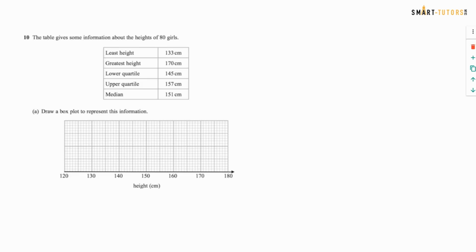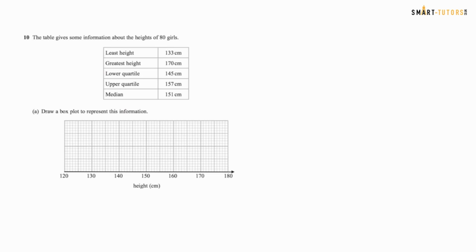Question number 10. The table gives some information about the heights of 80 girls: the least height, the greatest height, lower quartile, upper quartile, median. Draw a box plot to represent this information. So it's one of the stats questions. So you need to draw the box plot. So how to draw the box plot? You need to draw the vertical lines for the given data.